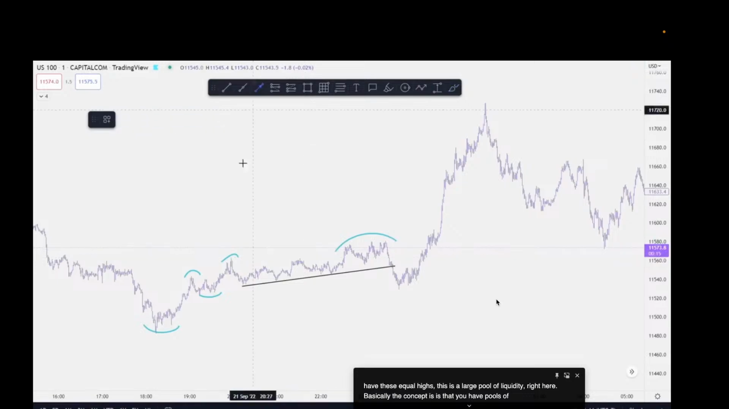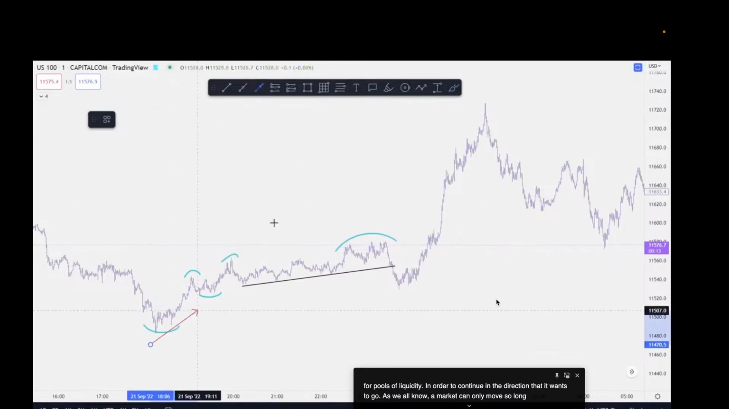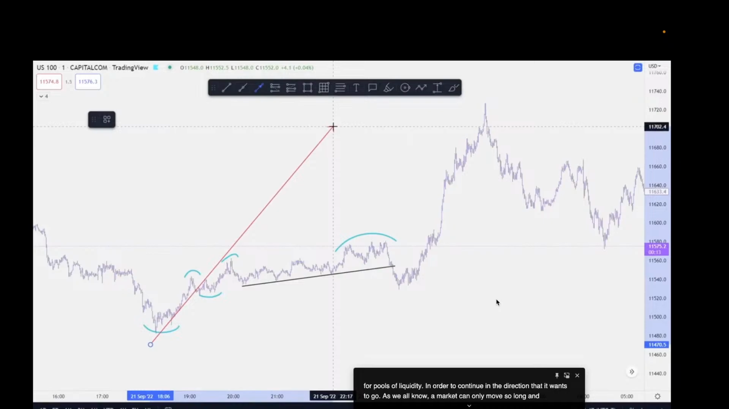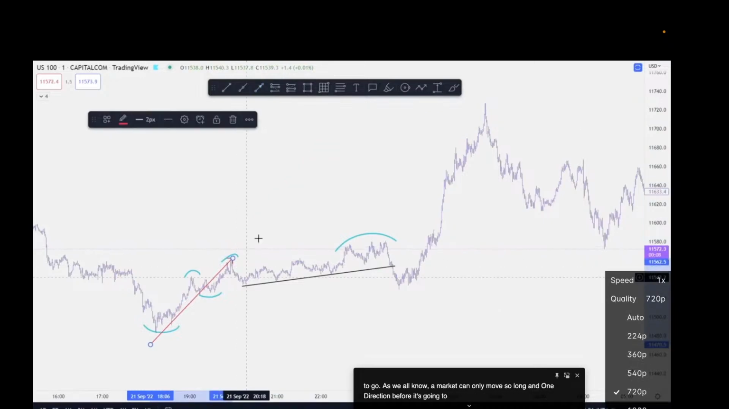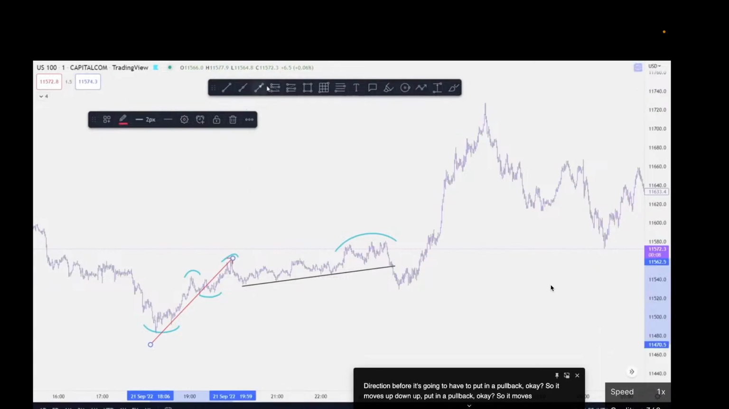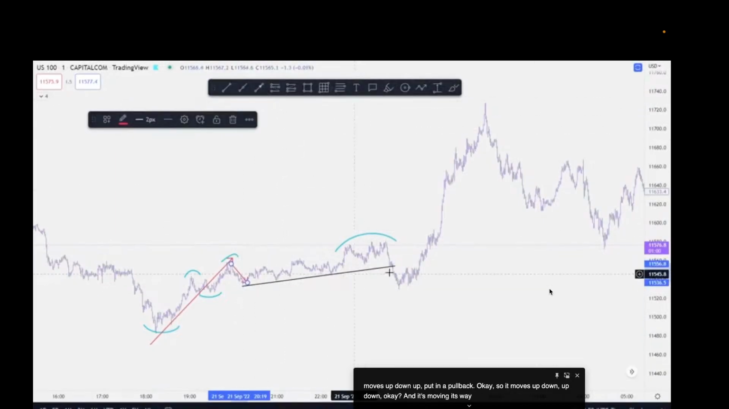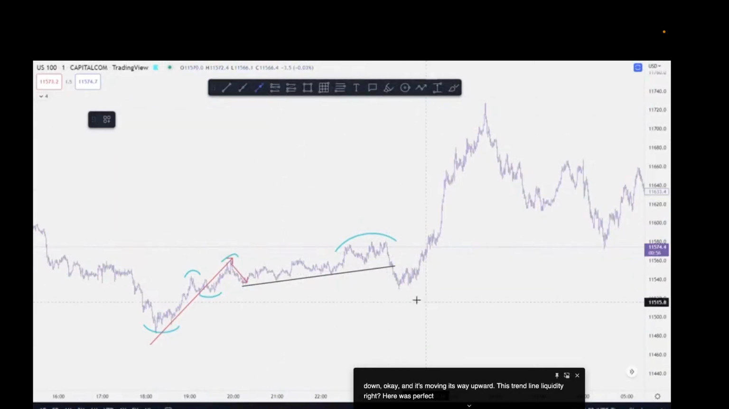As we all know, a market can only move so long in one direction before it's going to have to put in a pullback. Okay, so it moves up, down, okay, and it's moving its way upward. This trend line liquidity right here was perfect. This would be London session open for me.